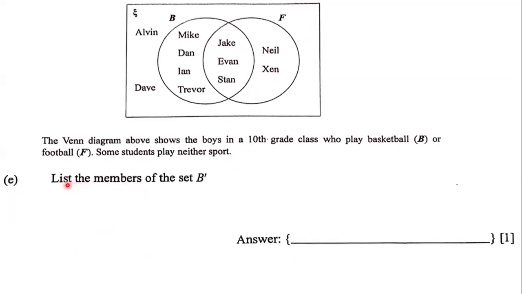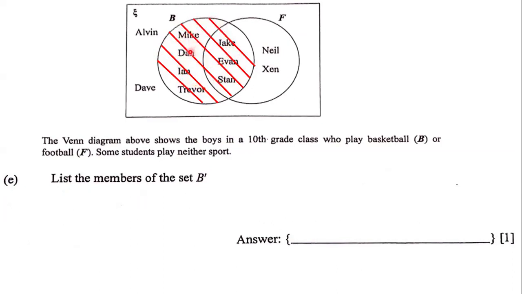Next, the question says, list the members of the set B complement. Now, B complement just means all of the elements that are in the universal set except for the elements in the set B. So we're going to include all the elements, but we do not include the elements that are part of set B. And so let's put an X. So we put these different lines to cover set B, which means that we do not want to include any of these elements.